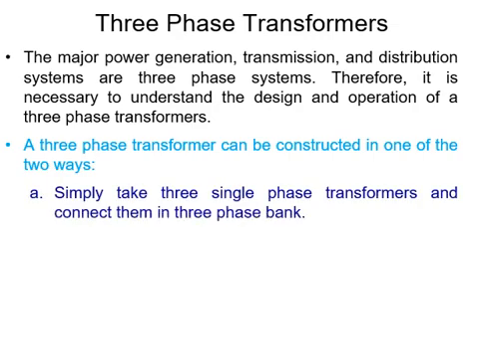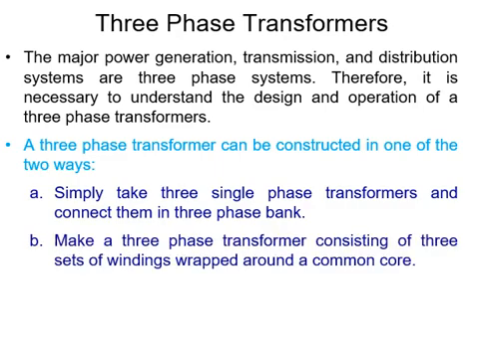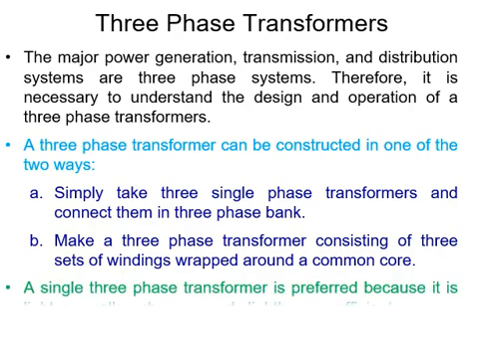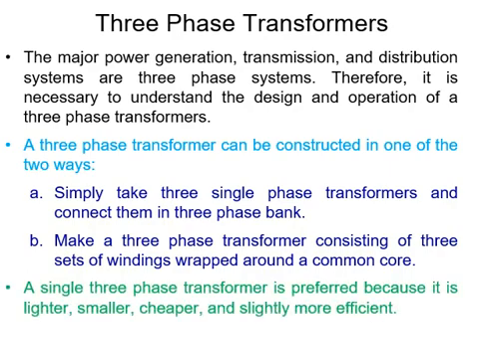There are two ways to construct a three-phase transformer. The first one is simply to take three single-phase transformers and connect them in a three-phase bank. In the second way, make a three-phase transformer consisting of three sets of windings wrapped around a common core. A single three-phase transformer is preferred because it is lighter, smaller, cheaper, and slightly more efficient.